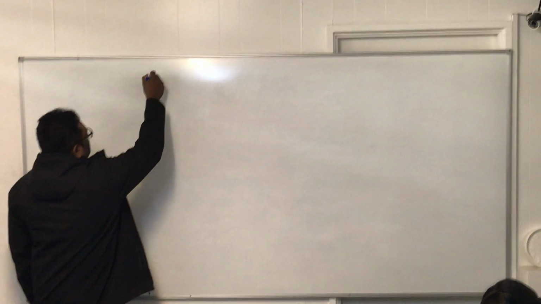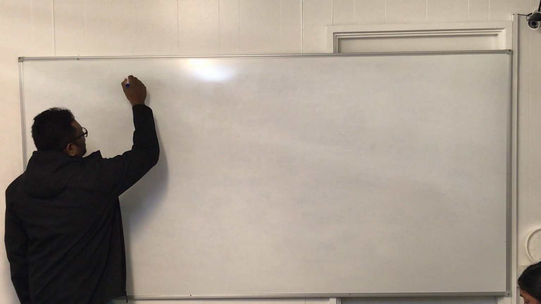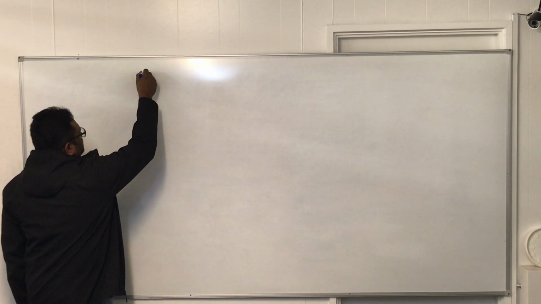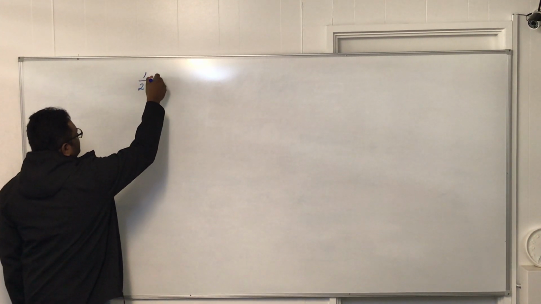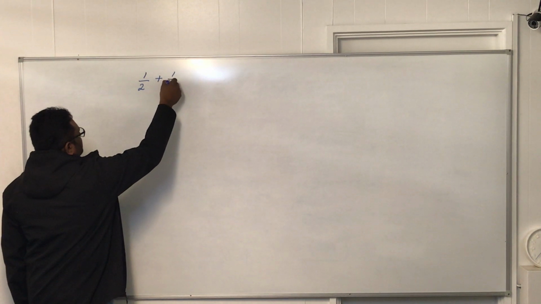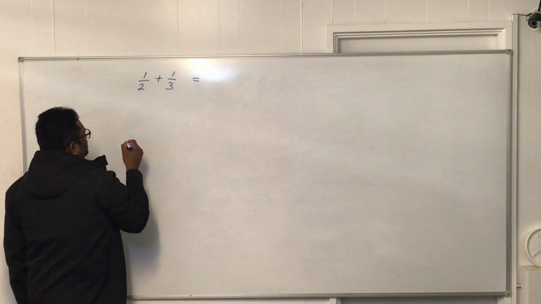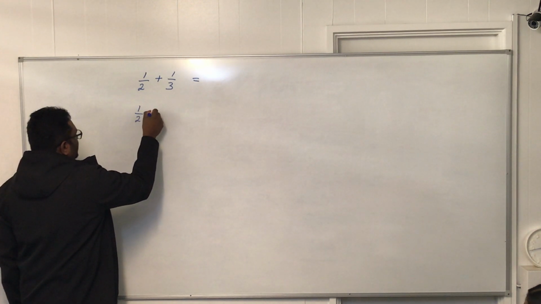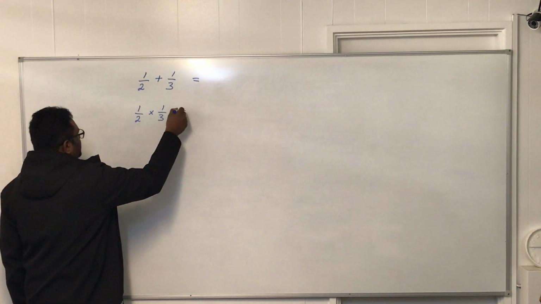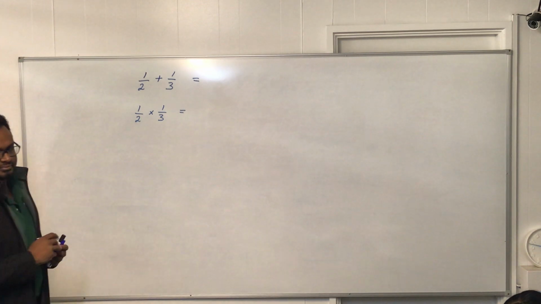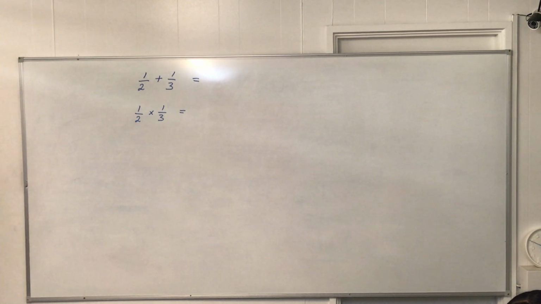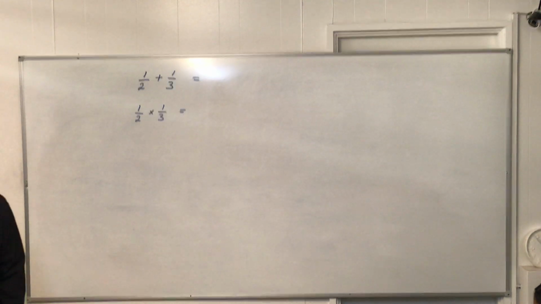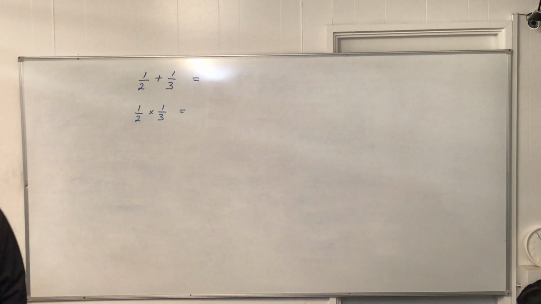Okay, now look. 1 divided by 2 plus 1 divided by 3, I leave the answer. Grade 1 method again. 1 divided by 2 multiplied with 1 divided by 3, and leave the answer. Now I'm putting this to show you the distinction between the multiplication and the addition of fractions.